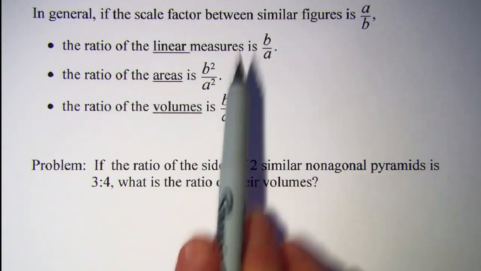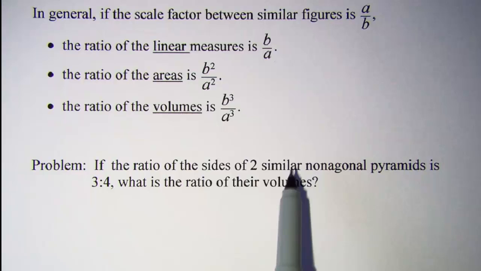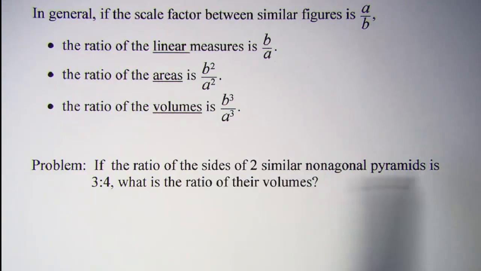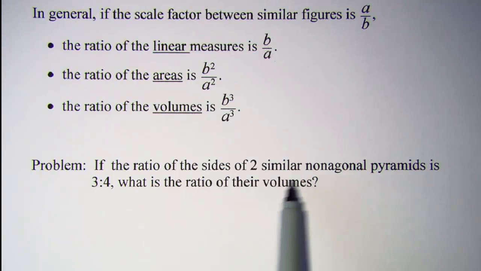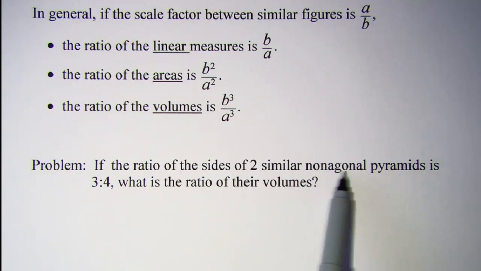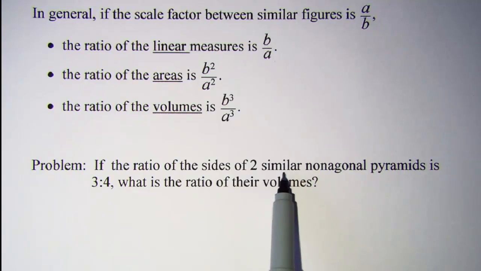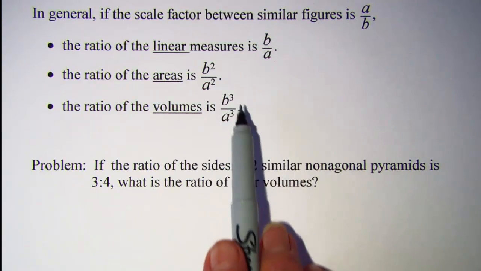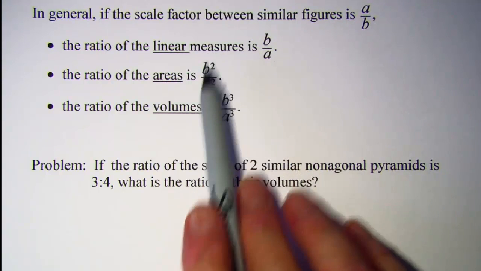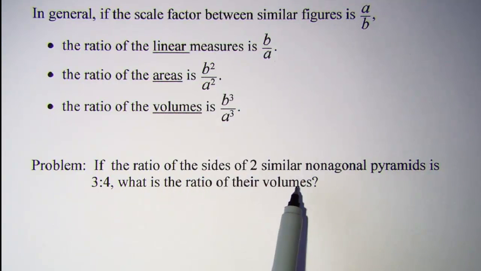So let's use this generalization to look at this problem. If the ratio of the sides of two similar nonagonal pyramids is 3 to 4, what is the ratio of their volumes? Now, the fact that we have nonagonal pyramids makes this somewhat difficult to actually calculate volumes, plus the fact that we don't have actual side measures. But if we use this generalization about scale factor, linear measure, area measure, and volume measure, we can find the ratio of their volumes just by using this generalization.